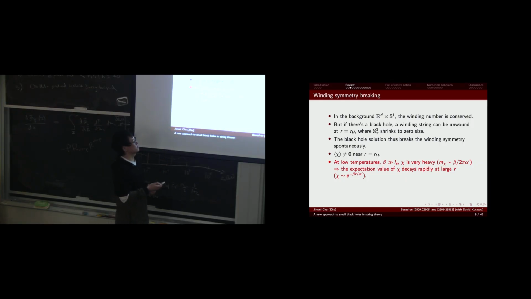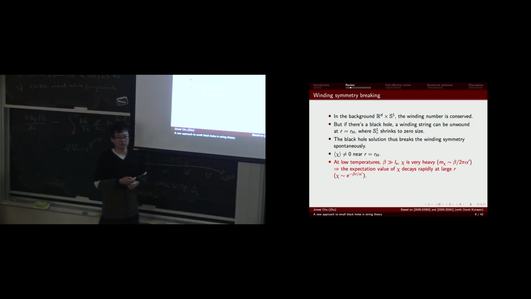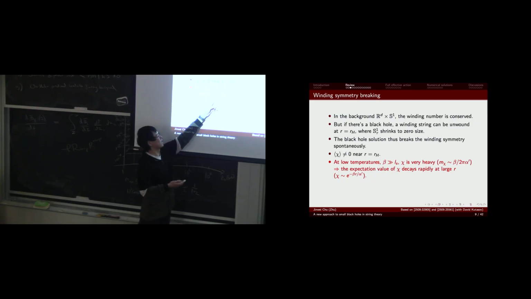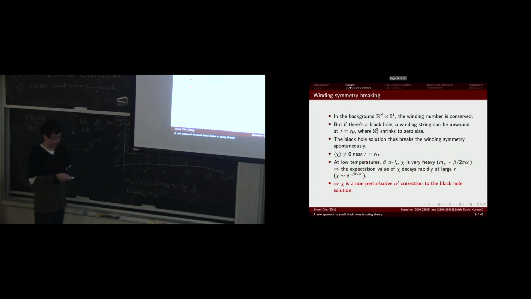At low temperatures, this winding string is very heavy. So its mass is basically just this length times the tension 1 over 2 pi alpha prime, which is very large. So its expectation value decays rapidly at large r. More specifically, it decays exponentially with this characteristic length given by alpha prime over beta, which is very short. And from this exponential behavior, we can say that this winding string chi is just some non-perturbative alpha prime correction to the black hole solution instead of a perturbative correction.